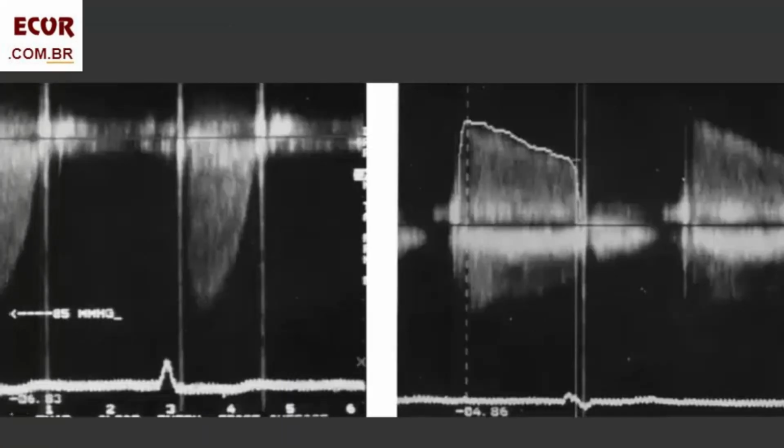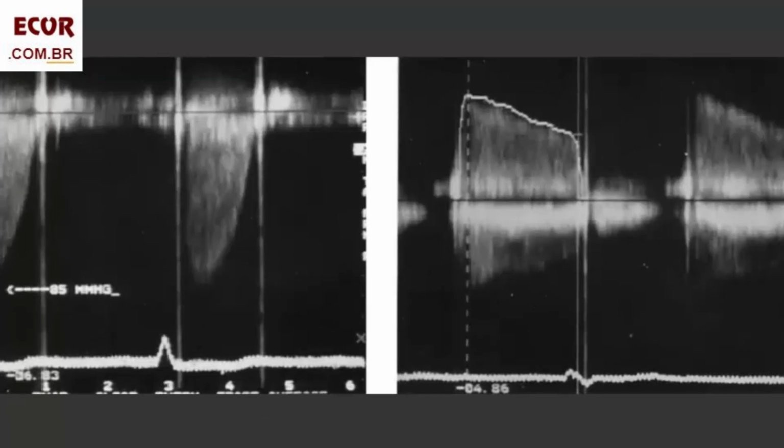Continuous Doppler will reveal mean gradient in aortic prosthesis in general higher than 40 millimeters of mercury, when they show severe impairment, and between 30 to 40 when moderately stenotic.